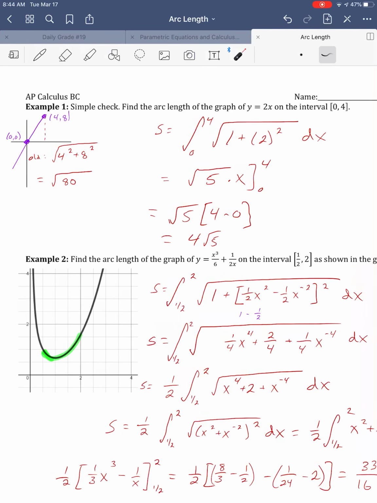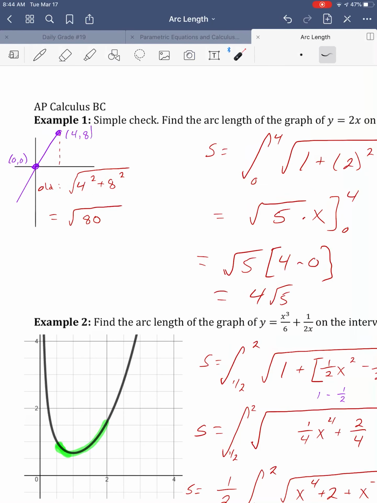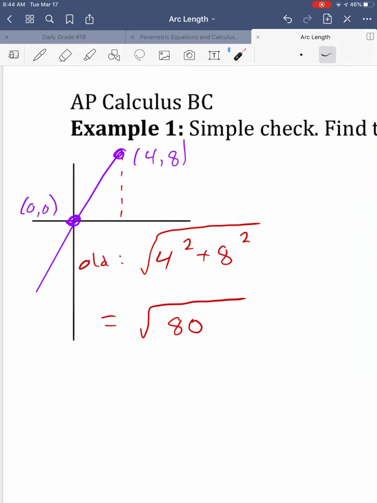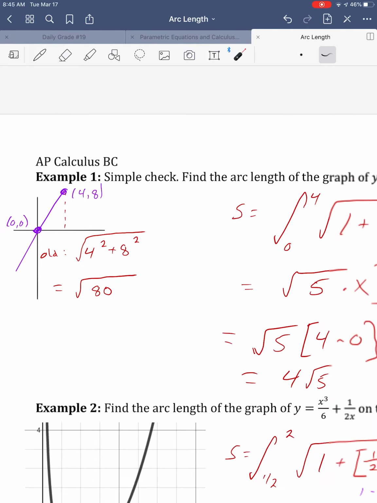All right, example 1 here is just a very simple check. So let's see that this is actually working. It gave me an ordered pair, actually a function 2x, and then from 0 to 4. So that's this position, this picture. I'm trying to find the length of this arc, which I know is a straight line, which could be better done with the distance formula, or just thinking of it as a triangle, which is what I've done here. So the old way is the base squared plus the height squared. You wind up with the square root of 80 using the Pythagorean theorem.